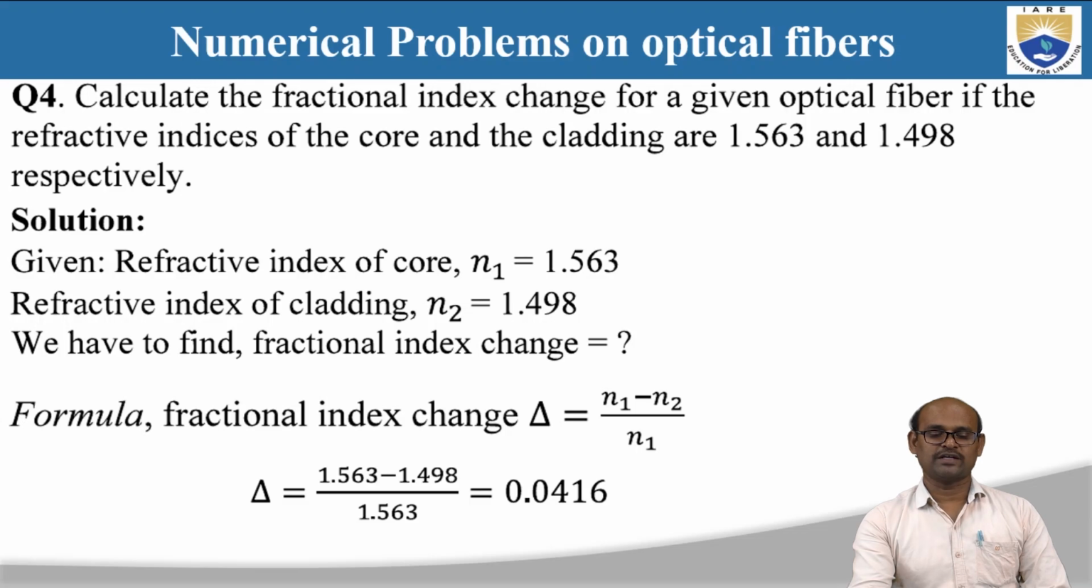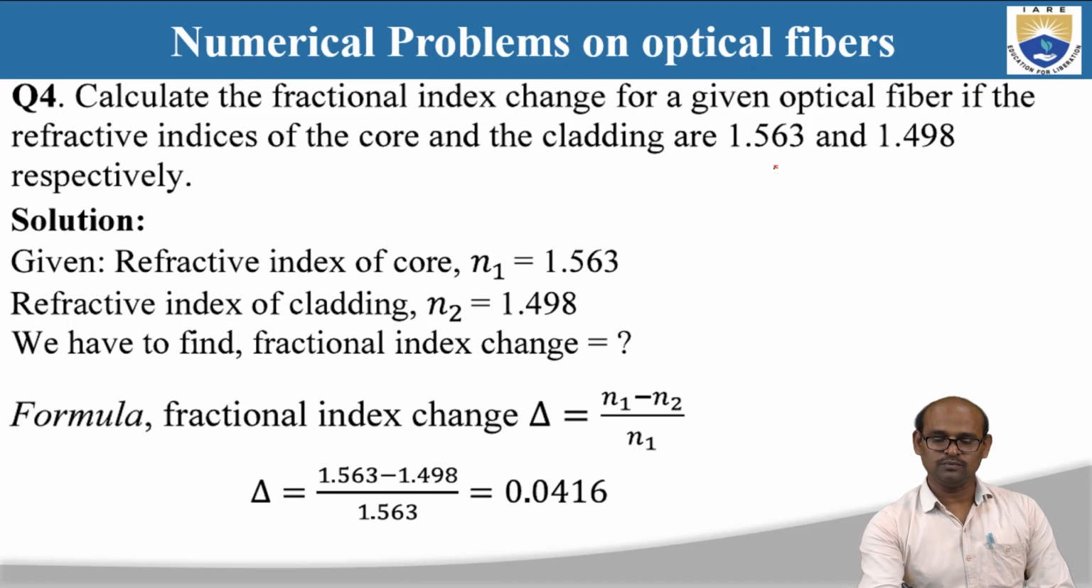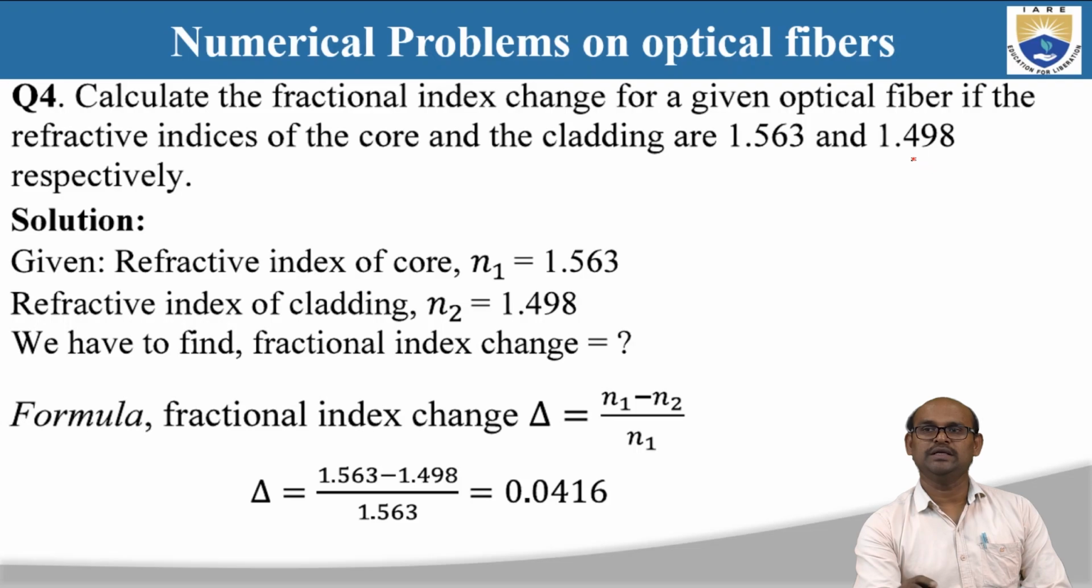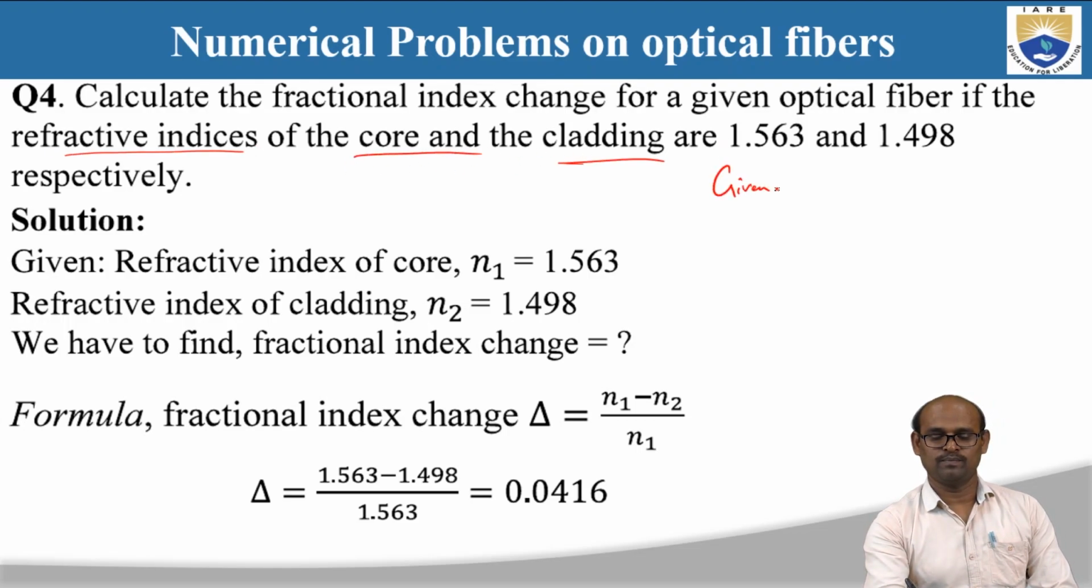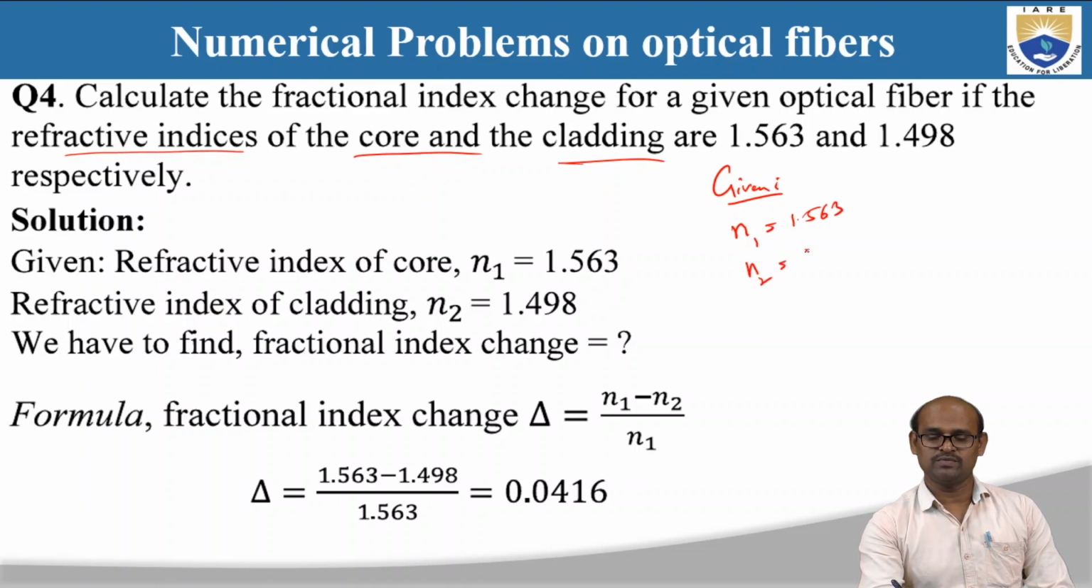So now calculate the fractional index change for a given optical fiber if the refractive indices of the core and the cladding are 1.563 and 1.498 respectively. Okay, so now they have given refractive indices of the core and cladding. The refractive index of the core is N1, which is 1.563, and the refractive index of the cladding is N2, which is 1.498. Now they have asked us to calculate the fractional refractive index, delta.